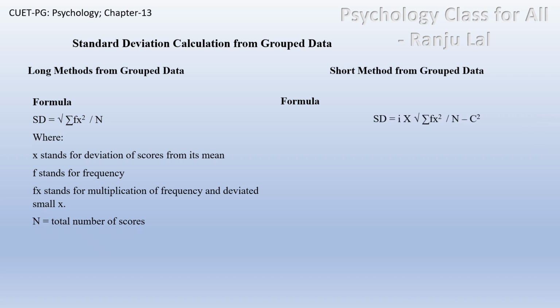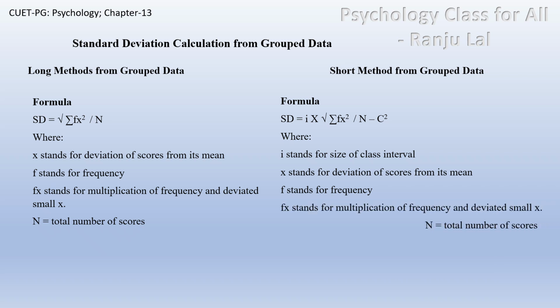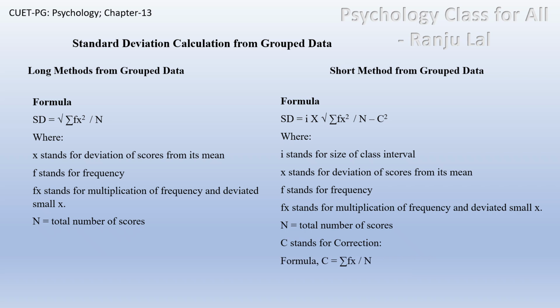Now the formula for the short method from grouped data. Here the formula is i multiplied by the square root of summation fx deviation squared divided by n minus c squared, where i stands for the size of class interval, small x stands for the deviation of scores from its mean, f stands for frequency, fx stands for multiplication of frequency and deviated small x, n stands for total number of scores, c stands for correction, and the formula for c is summation fx divided by n, deviated x.